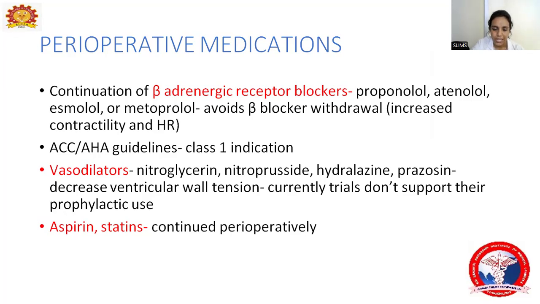Coming to vasodilators like nitroglycerin, hydralazine, and prazosin. These will decrease the ventricular wall tension. Currently, trials don't support their prophylactic use. Aspirin and statins should be continued perioperatively.